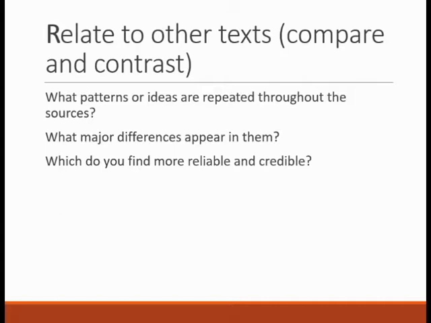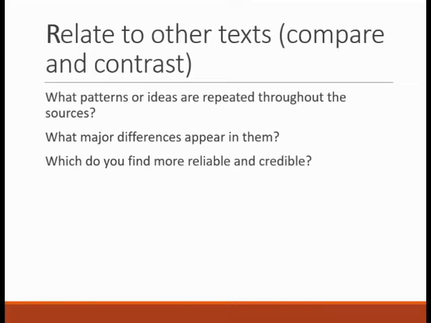So think about the patterns or ideas that are repeated throughout sources. Sometimes you're just reading one source, but often when you are assigned readings in history courses, you're given sources that are talking about the similar event but in very different ways. And so that's some of the ways that you can think about those patterns and differences. What are those major differences? And which one do you find more reliable and credible?